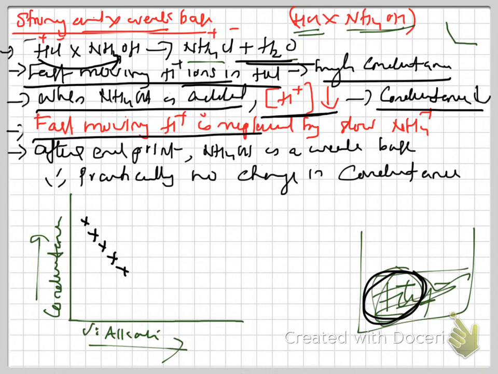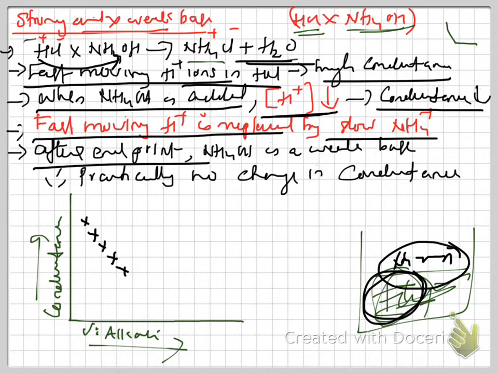Here H+ ions are replaced by slow moving NH4+. In the first case it was replaced by Na+; here it is ammonium. At the end point, HCl is completely consumed and there is no more HCl in the solution. When we are adding extra NH4OH, the solution contains NH4+ and OH-. Since ammonium hydroxide is a weak electrolyte, there is no considerable change in conductance. It will be constant after the end point.